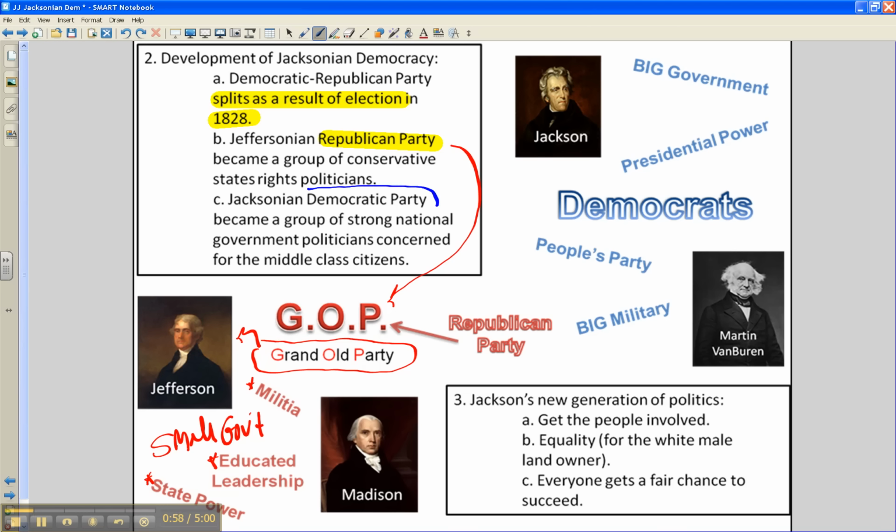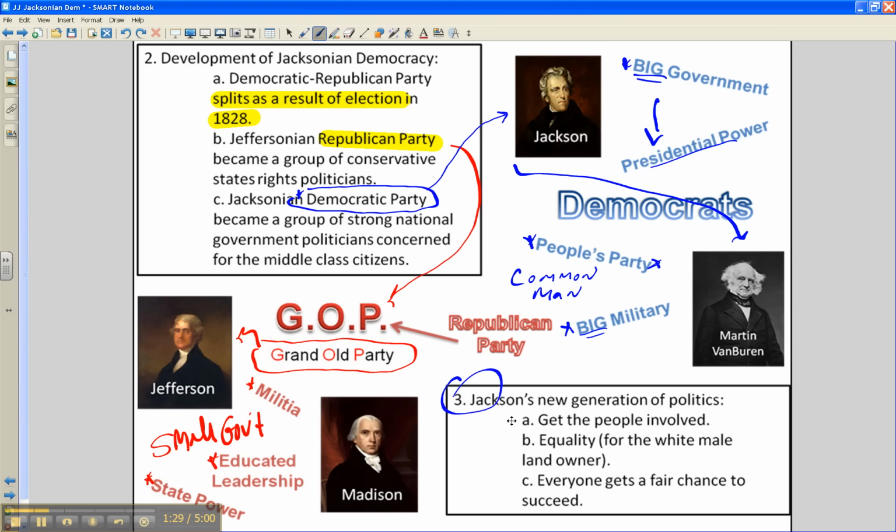Now, the new party, this is the political party of Andrew Jackson. And the Democratic Party, the brains behind it, as we said in previous podcasts, was this individual over here, Martin Van Buren. Now, this is ultimately the People's Party, the party of the common man. And this party has some actual Federalist beliefs of old: big government, big military, presidential power. But this group wants everyone involved.